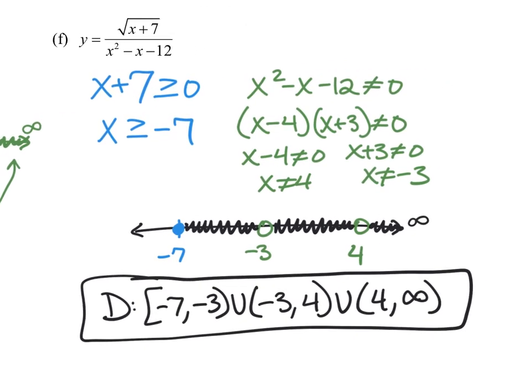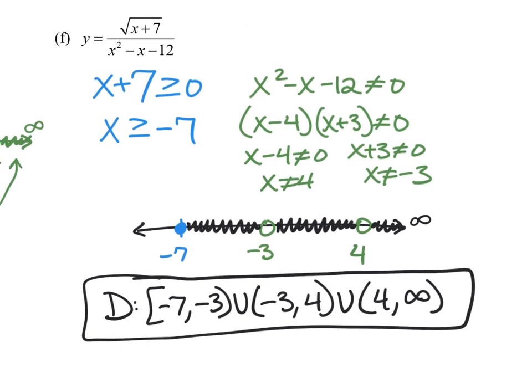In answer choice F, I really like this example. It's kind of fun. So we have 2 problems with this one. First of all, the numerator has a square root, so we know that this radicand has to be greater than or equal to 0. And we have a denominator here. We know that the denominator can't be equal to 0. So we have 2 different restrictions here that are going to change my domain.